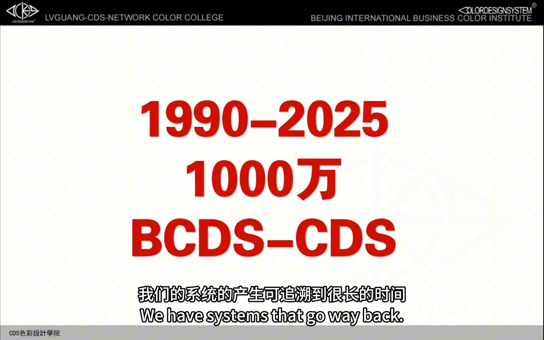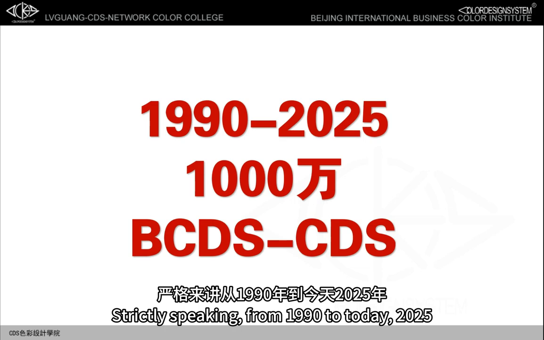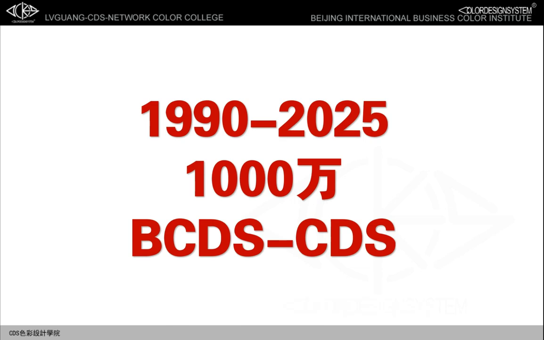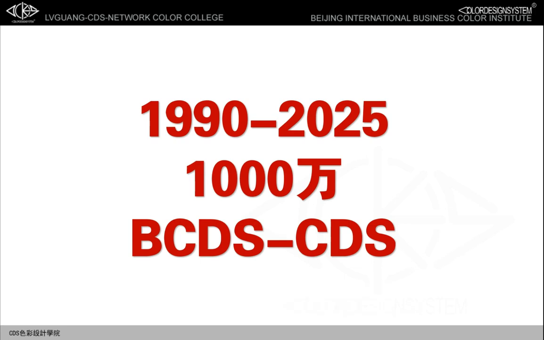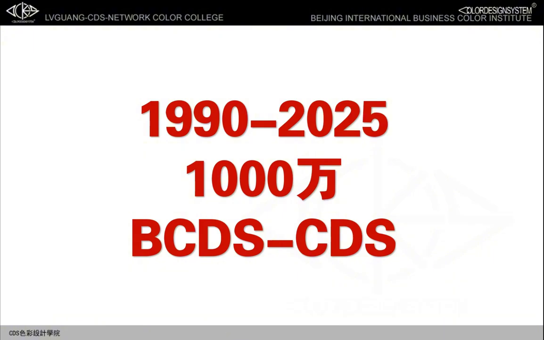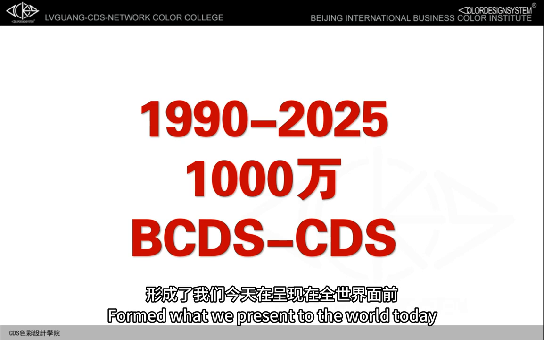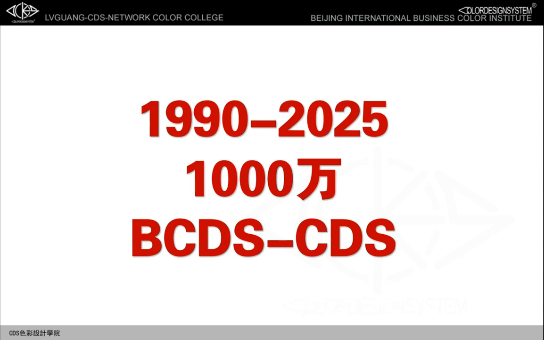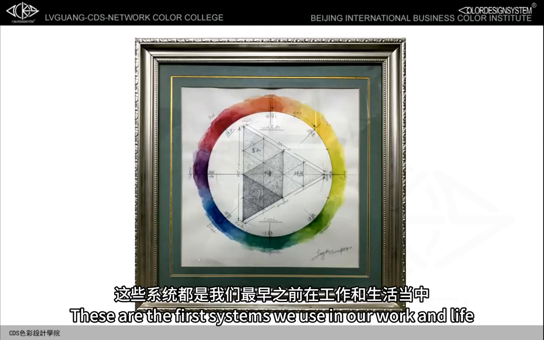We have systems that go way back. Strictly speaking, from 1990 to today, 2025, we spent a lot of time and tedious work, and a lot of money, and then completed a business color design system. It is the evolution and extraction from BCDS to the CDS color design system that formed what we present to the world today. This is the CDS color system you can see now. These are the first systems we use in our work and life.